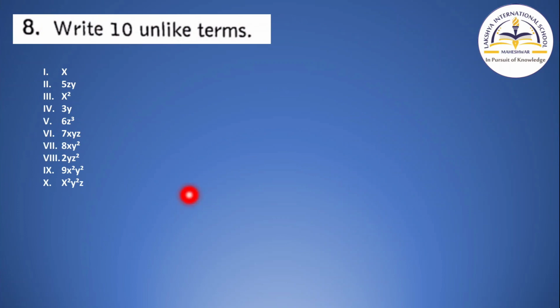Now write 10 unlike terms. You have to write 10 unlike terms, different terms. Suppose x, you can write y also, 5zy, x square y square also you can write, 3y, 6z cube, 7xyz, 8x square, 2yz square, 9x square, 10x square y square z.